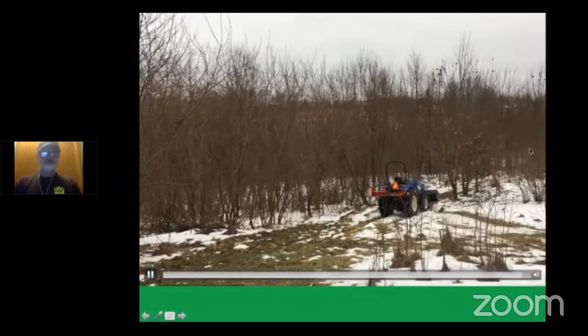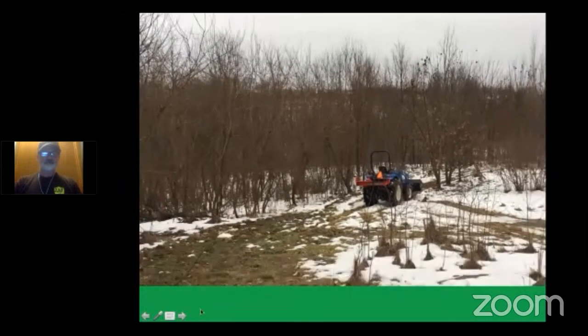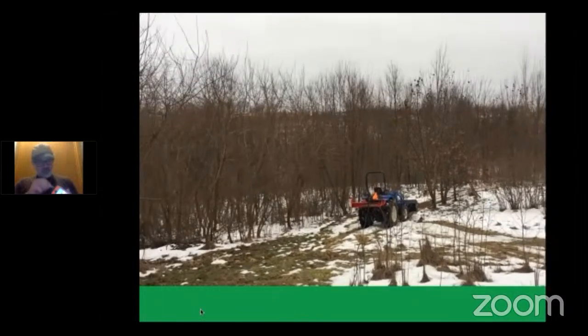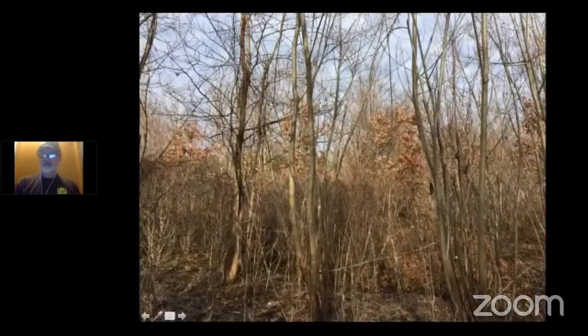99% of all the black locust in there, chop and drop. Chop and drop was what I was about to say. I hope everybody heard that. If you heard that, a couple people can say it's fine, I heard it.